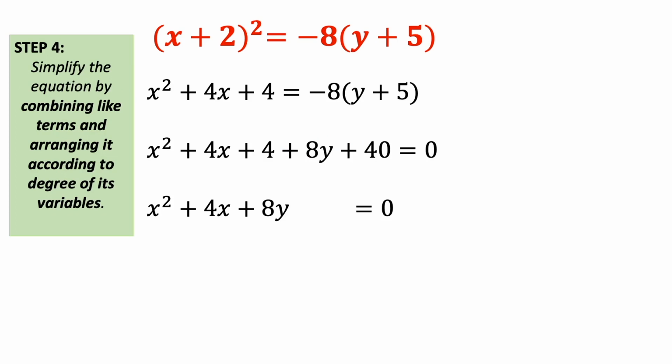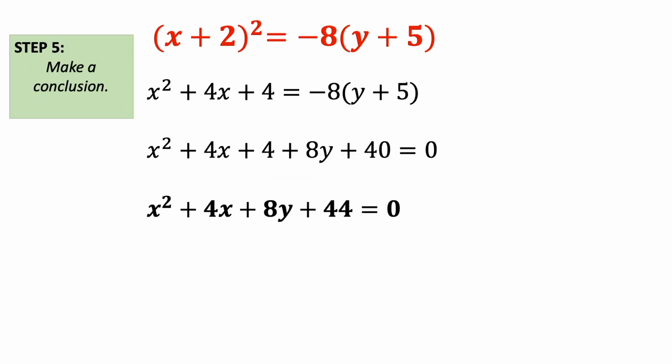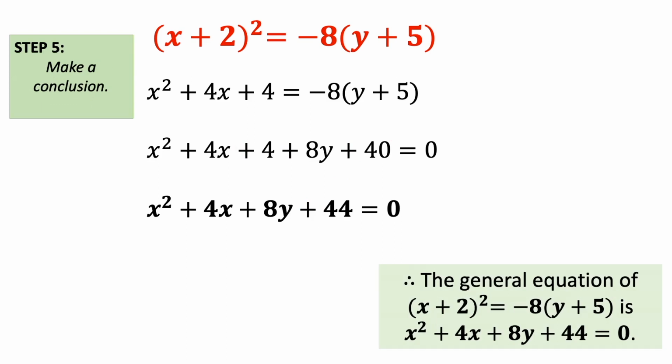Now, since positive 4 and positive 40 are like terms, we will combine them. They are equal to positive 44. Now, the general equation of the given parabola opening downward is x squared plus 4x plus 8y plus 44 equals 0.